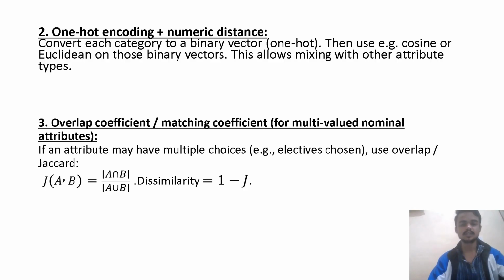Overlap or Jaccard coefficient for multi-valued nominal attributes. When an attribute may have multiple choices, use the overlap Jaccard: J(A, B) is equal to A intersection B divided by A union B. If the sets are identical, the similarity is equal to 1.